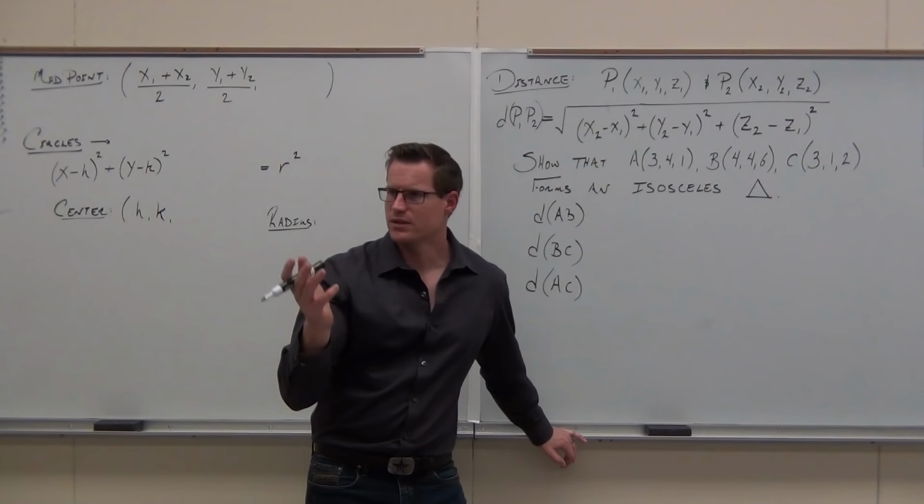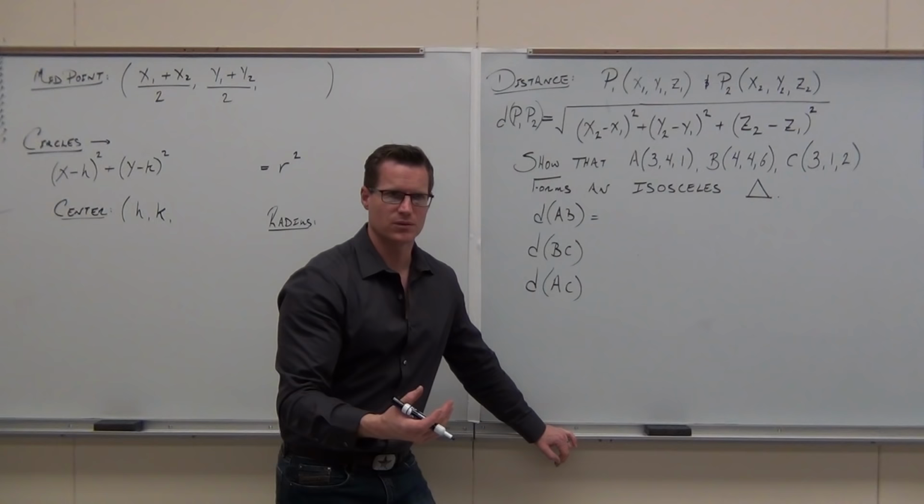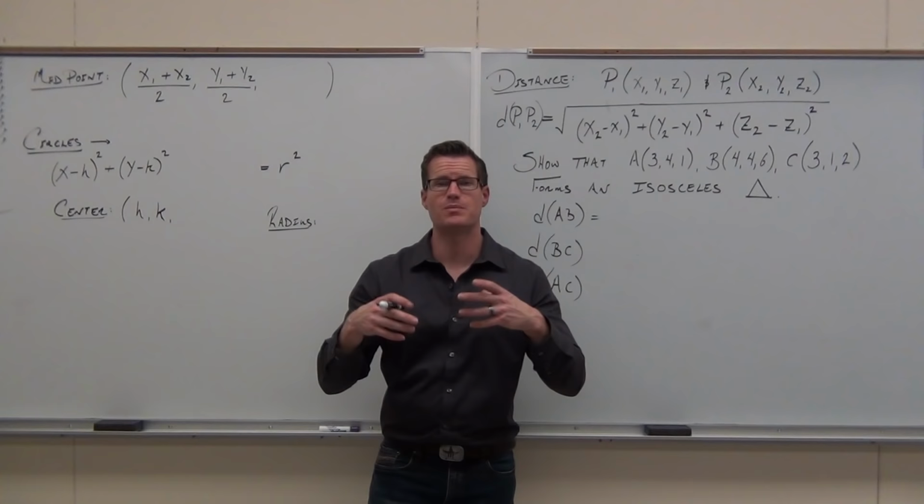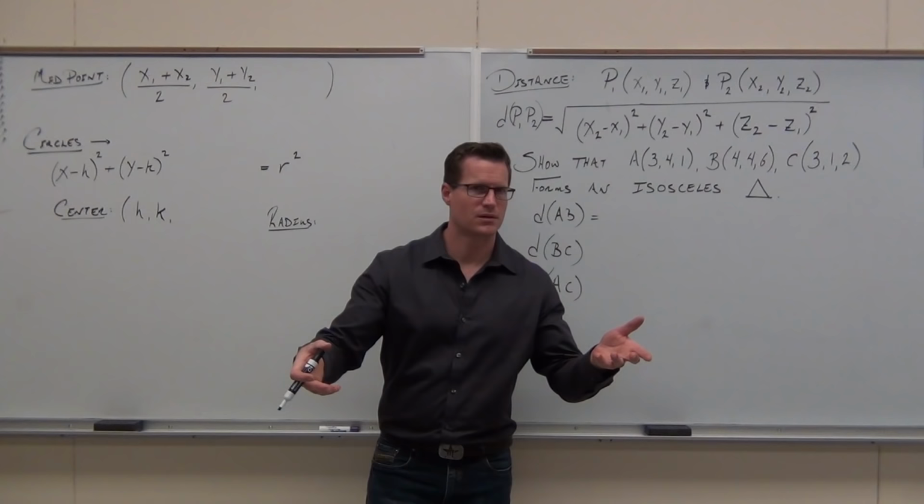Let's try it real quick. I'll do the first one for you, just to show you how fast this really, really goes. But the idea is just to be able to use the formulas. Then if I ask you something like, is it a right triangle? Well, if you can find the distances and they fit the Pythagorean theorem, then you'd have a right triangle. Does that make sense? Were you listening? I'll say it again later then, okay? You're probably working.